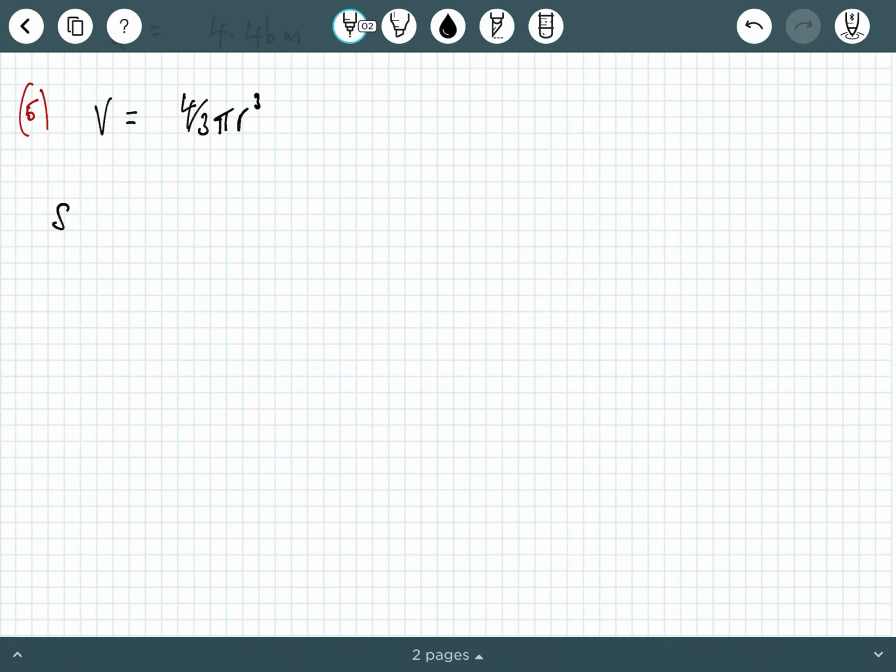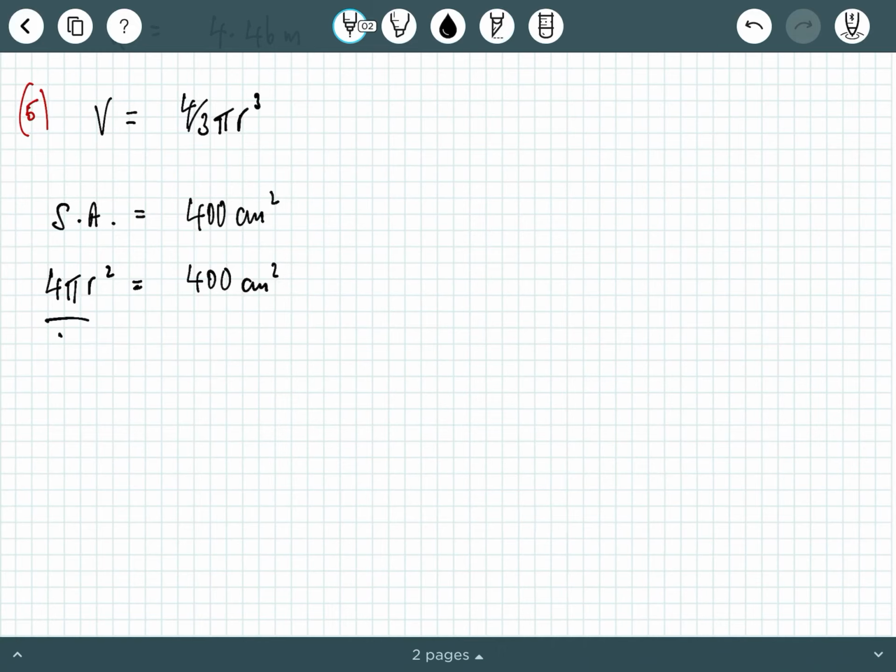Well, they've told us that the surface area of this sphere is 400 centimeters squared. Okay. Instead of surface area, what can we write? Well, we can write what the surface area of a sphere is. And the surface area of a sphere is 4 pi r squared. Okay. Now what can we do? We can now go and find out what r is.